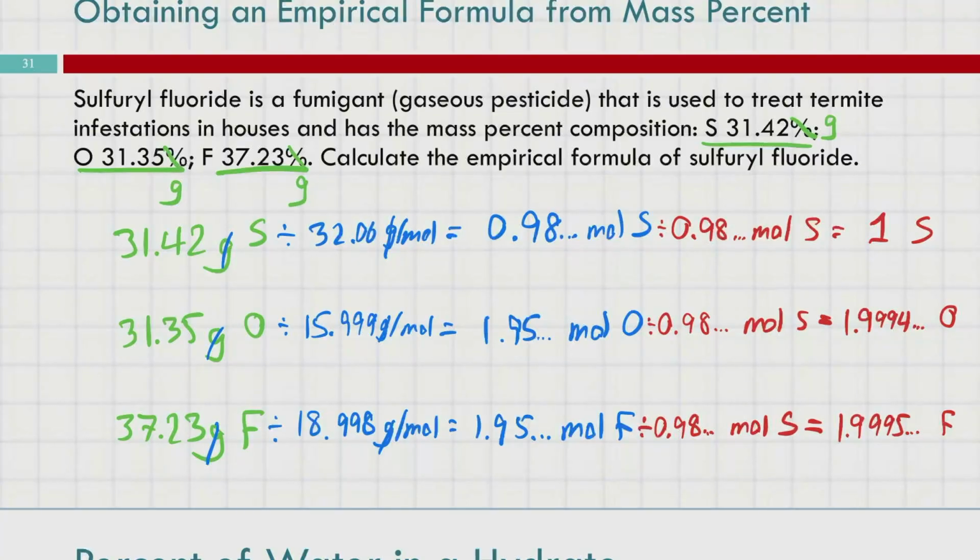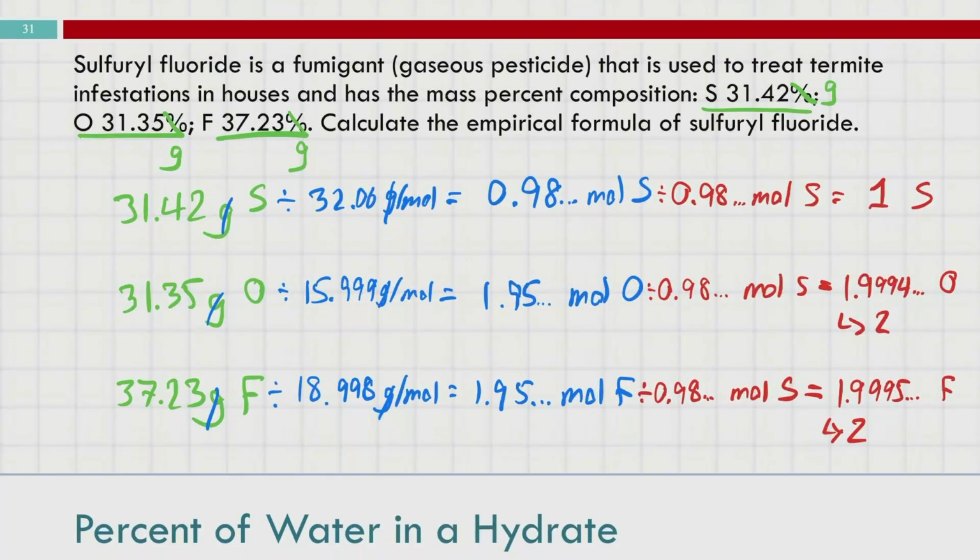Yeah, those are definitely close enough we can round them. So we're going to call those 2 and 2. So then our formula would look something like SO2F2.